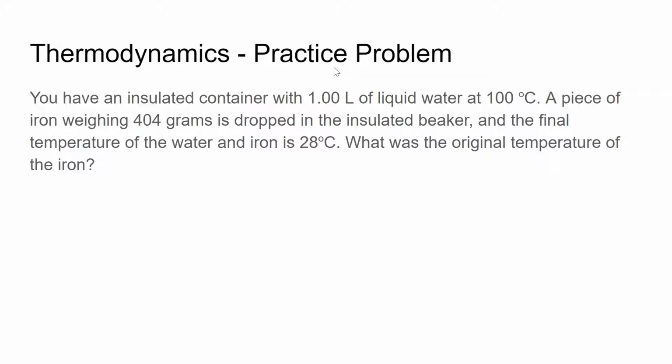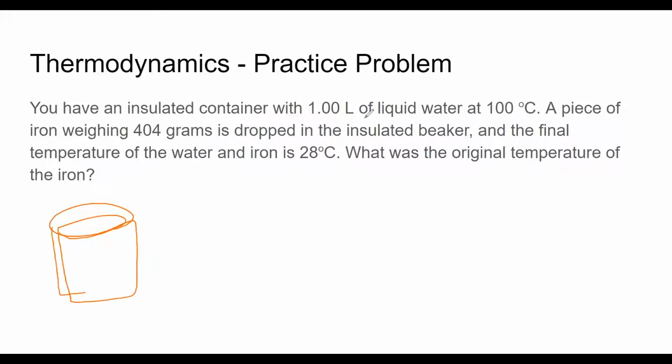For this, I always like to draw a picture really quickly. We have a container. It's full of water, and the water is at 100 degrees Celsius. And then we put in a chunk of iron. This causes the water to go down to 28 degrees Celsius. And we want to know what was the original temperature of the iron.